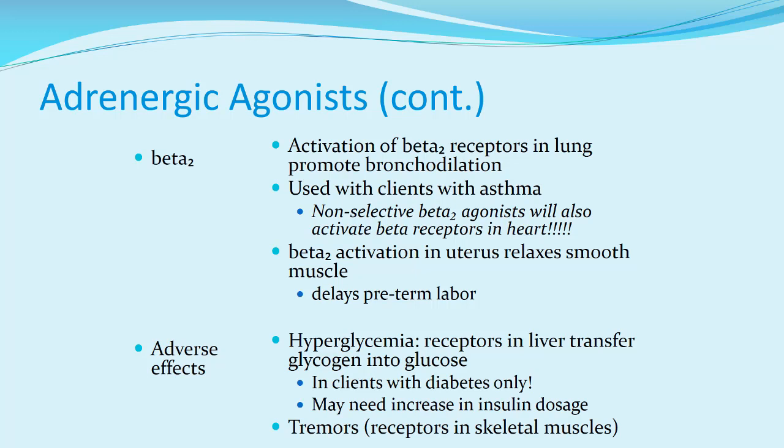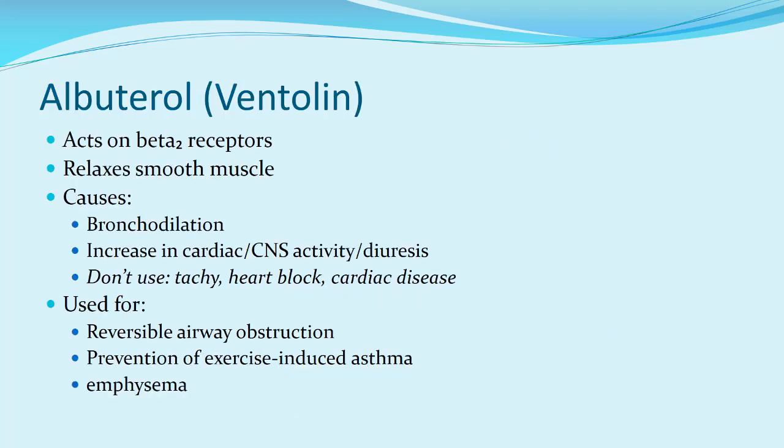Now, another type of beta-2 agonist would be terbutaline. Terbutaline is a beta-2 agonist available PO. When terbutaline binds to beta-2 receptors in the uterus, smooth muscle relaxes, contractions decrease, and preterm labor is delayed.